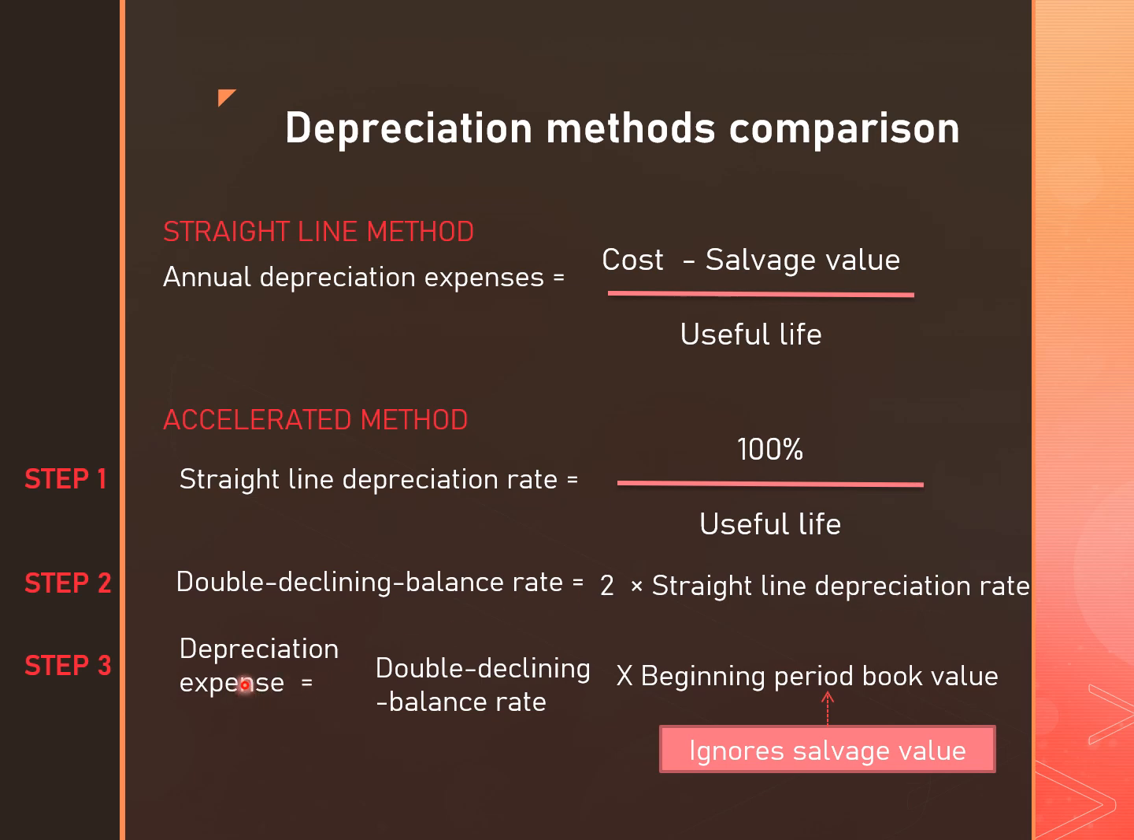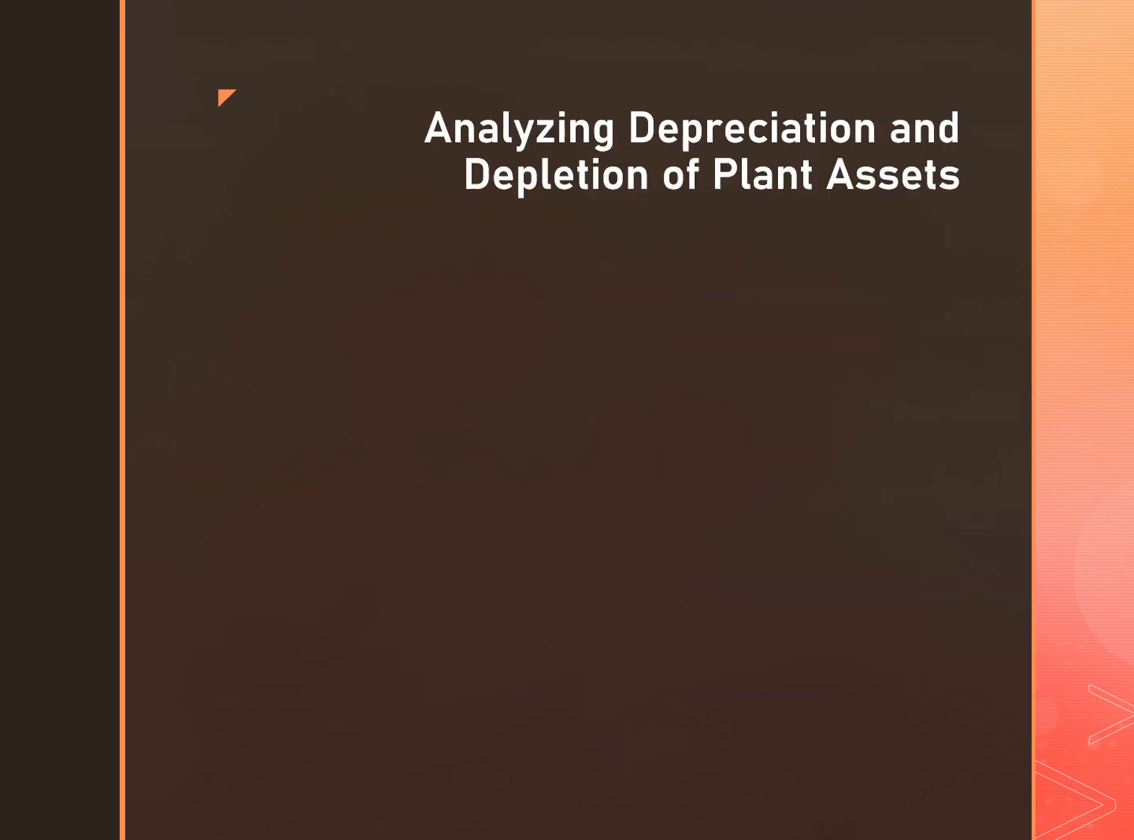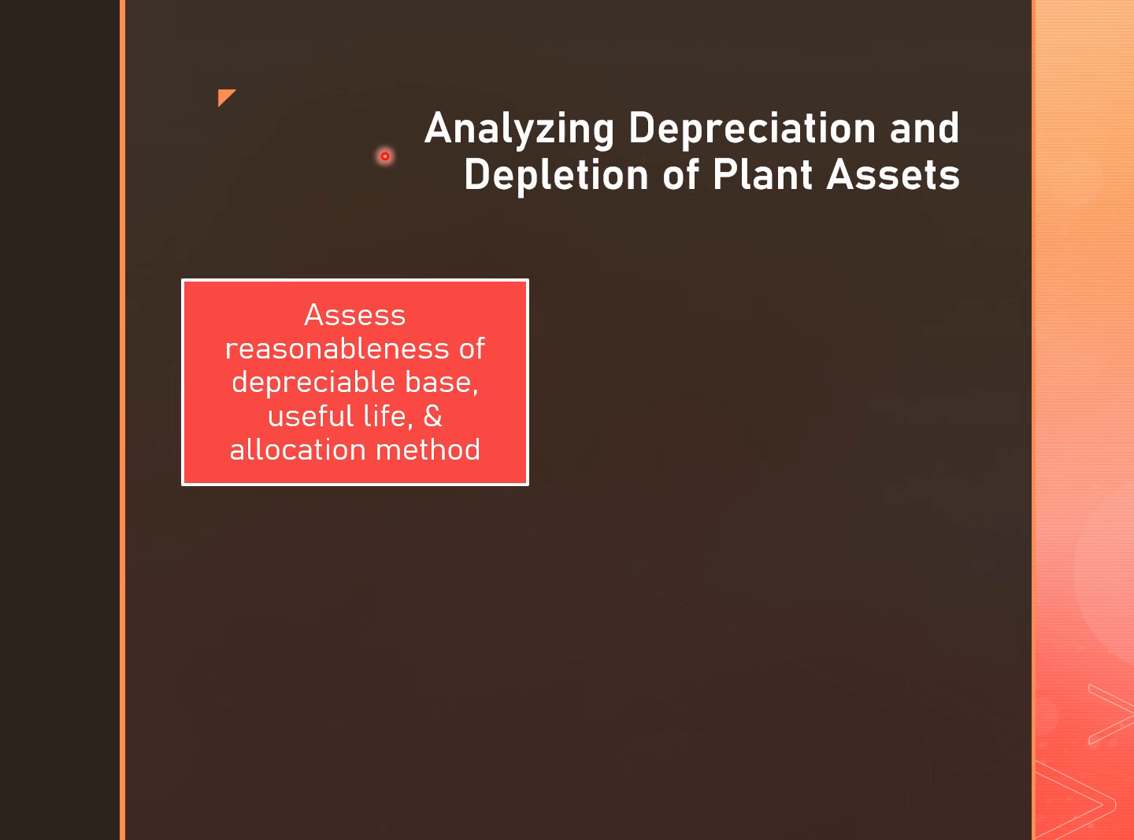So, the depreciation expense is the double declining balance rate multiplied by the beginning period book value. This is how to calculate for the accelerated method. Okay. Next, we want to move on to how the analyst analyzes depreciation and the depletion of plant assets.